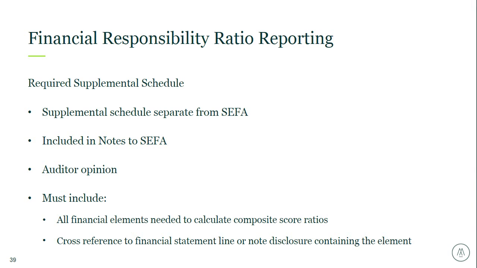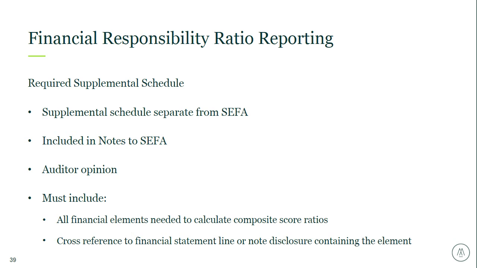Let's talk for a minute about the financial responsibility ratio reporting. Many of you with June 30 year end have already dealt with the addition of the financial responsibility ratio reporting as part of your audit or are currently dealing with it right now. This is a required schedule that is separate from your CEPA and is included as part of the notes to the CEPA. It's required to show the calculation of your composite score in order to reduce ambiguity or difficulty in the Department of Ed calculating the score.